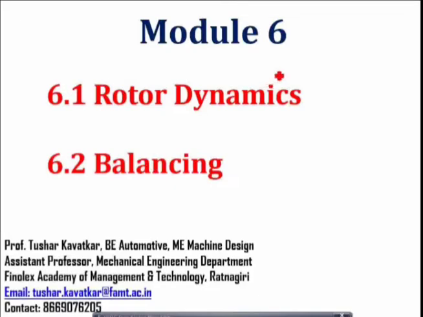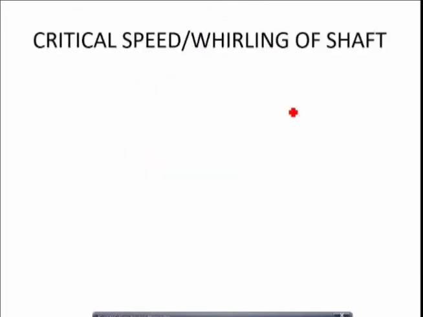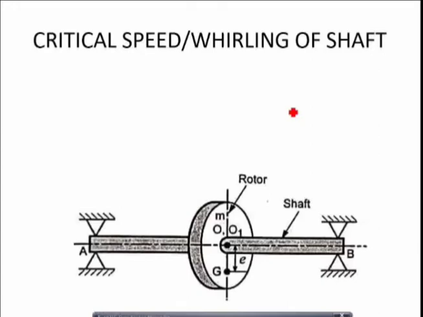So, in today's video lecture, we'll understand the first part of module number 6, that is rotor dynamics. Let us understand what is critical speed and the working of the shaft. Let us consider a shaft AB which is connected at the two ends with the bearings A and B, and the rotor of mass M is mounted on the shaft, and the CG of the rotor is at an eccentric distance E from the geometric center of the rotor, that is O1.